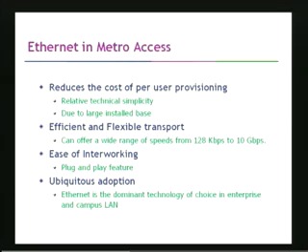Ease of interworking: it has a lot of plug and play features, and of course ubiquitous adoption. Ethernet today is the dominant technology of choice in the enterprise and campus LAN. So most of the traffic that is generated comes from Ethernet and ends up at Ethernet. So why not have an Ethernet based architecture in the core and the access also, so that one can have ubiquitous adoption right from one enterprise network to another enterprise network. That is also one of the arguments in favor of deployment of Ethernet in the metro access architecture.